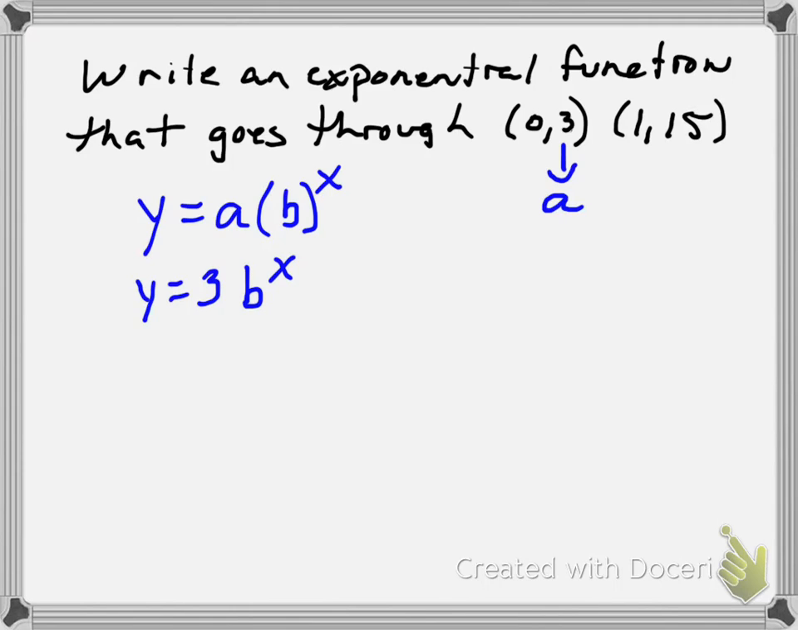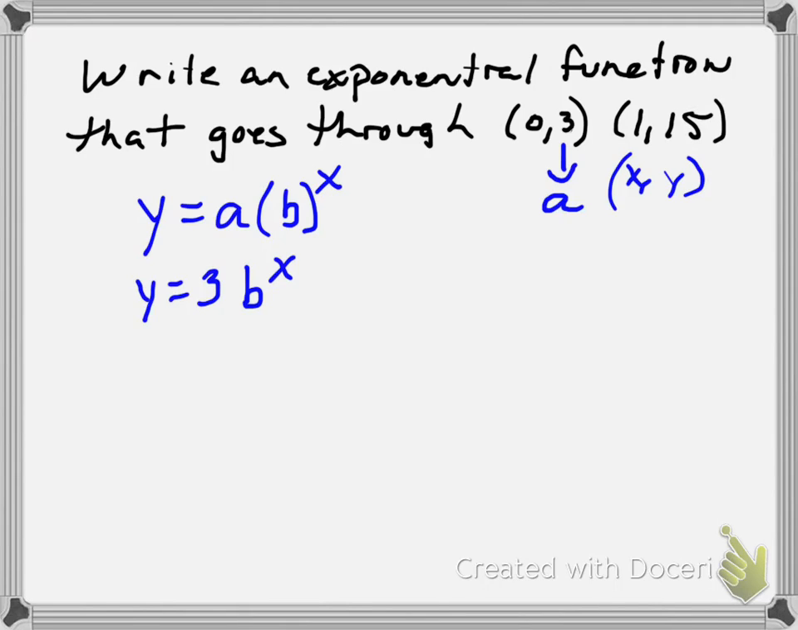How are we going to find b? Does anybody know? Anybody have a suggestion? Yes, ma'am. Are we going to plug those points in for x and y? Yes. We are going to plug the 1, 15 in for x and y. Very similar to what we did when we had y equals mx plus b, and I gave you the point and the slope, and you'd put in the slope for m and the point for x and y, and solve for b.